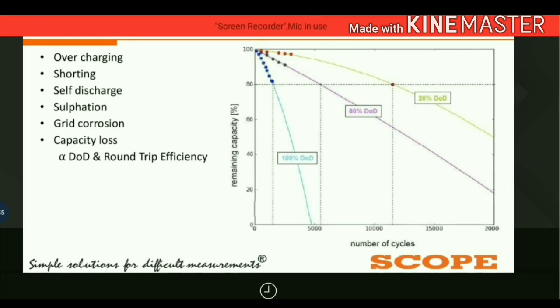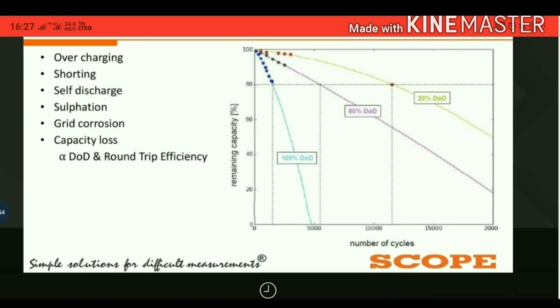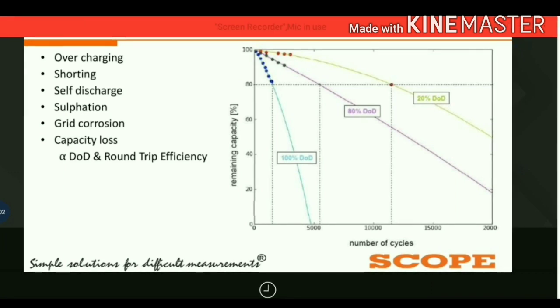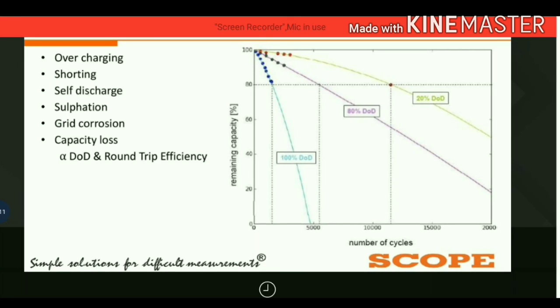So you can see in this picture, if the DOD is 20%, the remaining capacity of the battery is around 50%. When it is 80%, the remaining capacity of the battery is around 20%. And if 100% DOD, that's the depth of discharge, has occurred, then there is no remaining capacity of the battery. In this condition, we can say the battery is a dead battery.